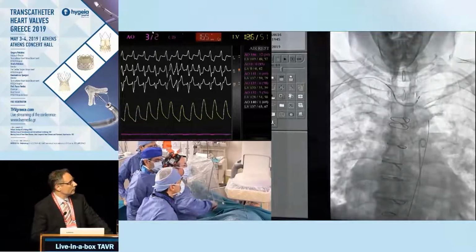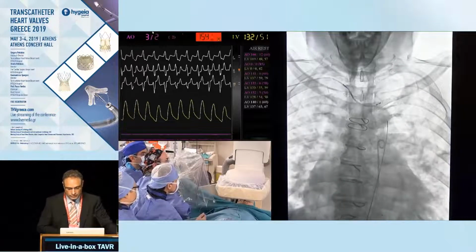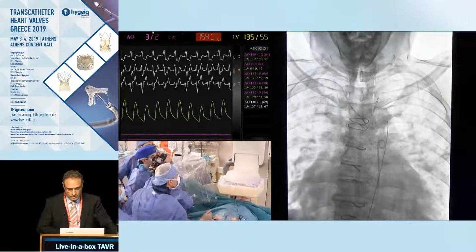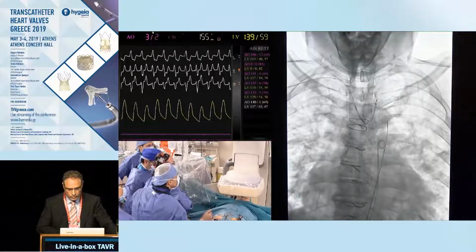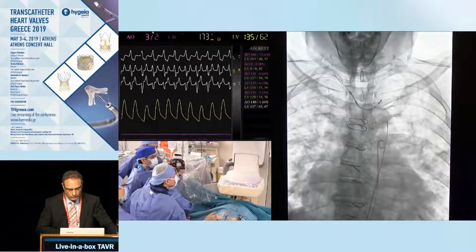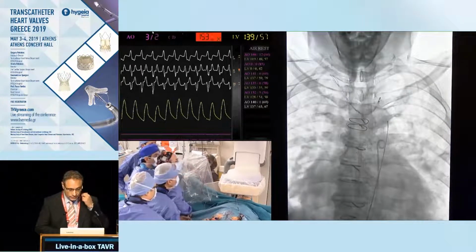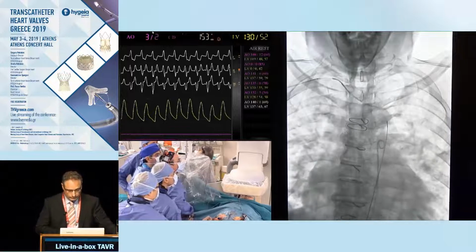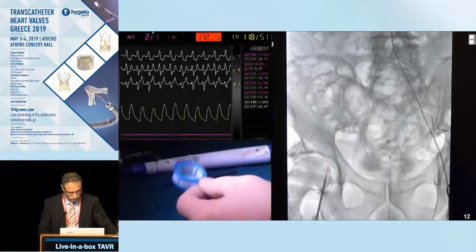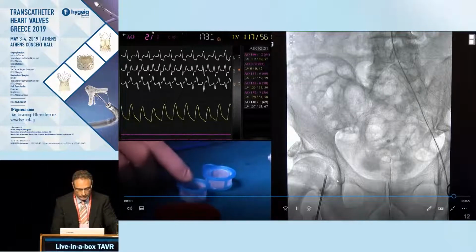And then after that, we start withdrawing the cerebral protection device, doing the opposite steps, trying to avoid any strong and forceful movements. We have to try to avoid resistance. And here is what we see, some embolic debris inside the filter.